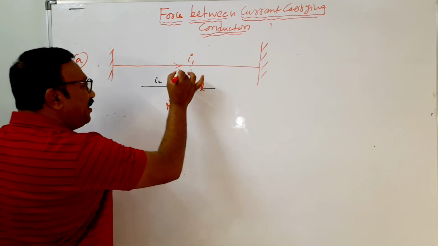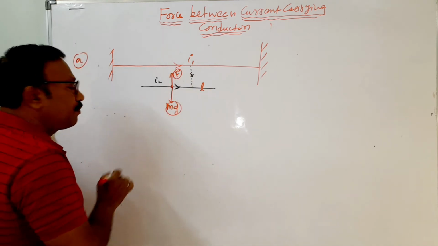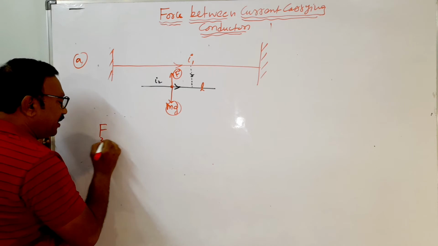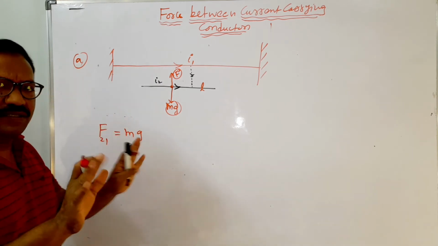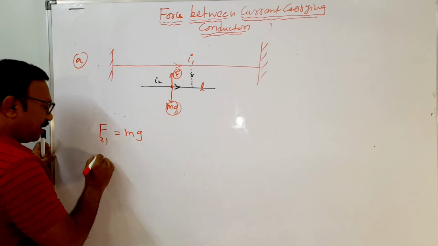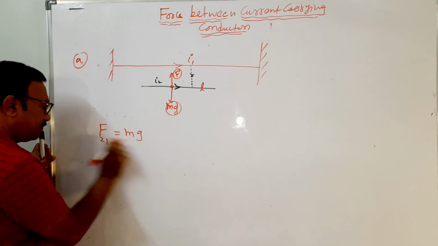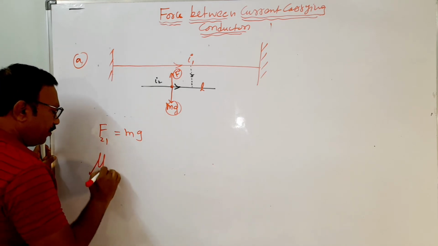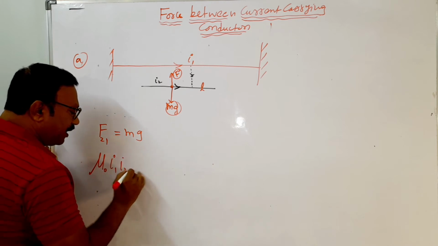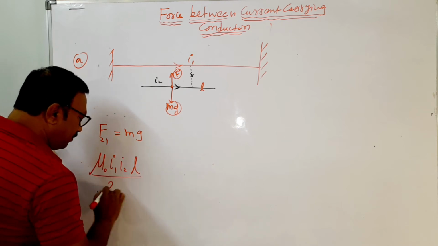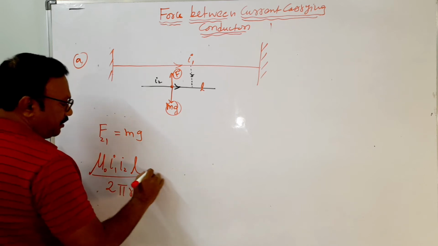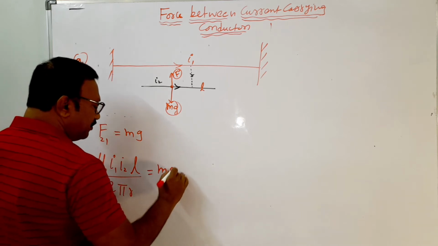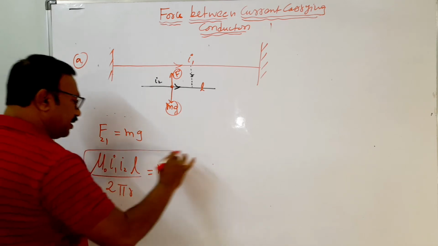So I have to equate this and this. The force on the second wire due to the first wire must be equal to the weight of the second wire. That's all. And you know the formula. This is nothing but mu naught I1 I2 L by 2 pi r, okay, is equal to mg. This is the condition.